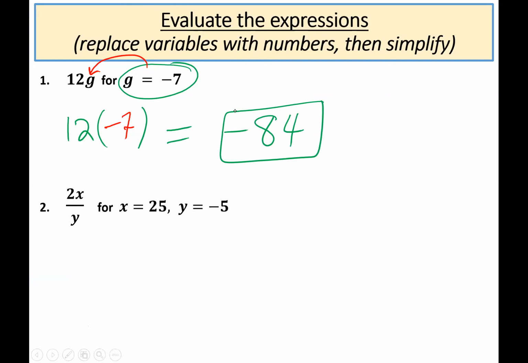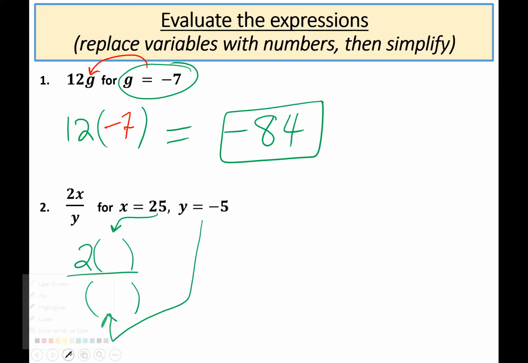All right, number 2, 2x over y, so it's a fraction. This time our variables are x equals 25, and y equals -5. Let's rewrite the original problem, but I'm leaving some empty parentheses where I can plug in my variables. In the numerator, we had 2x. Let's replace that x with 25. And in the denominator, we had y. Let's replace that with -5.